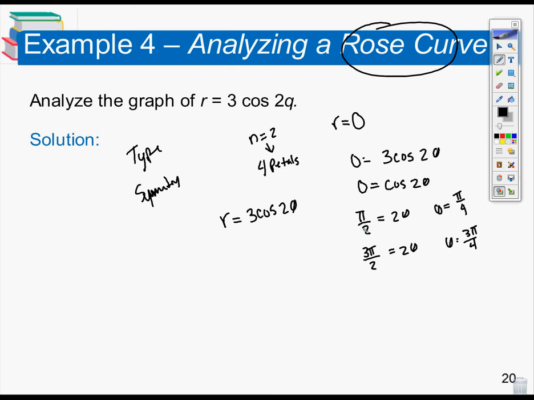But this will be important for finding the zeros of a particular rose curve function. So I can find the symmetry, I can find the type, I can find the zeros, and all of that can be validated just by looking at a graph on my calculator. And you're completely open to doing that.